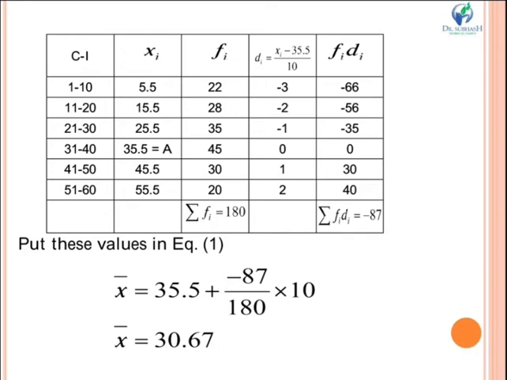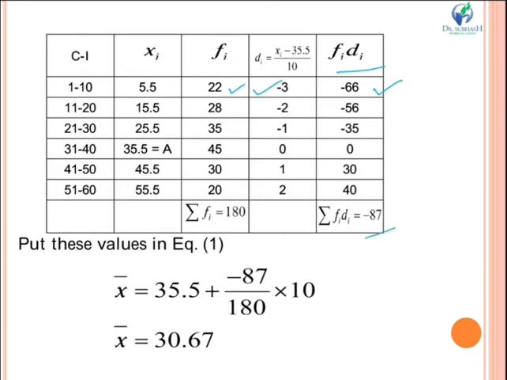The next part we need is the summation of fi di. So we will multiply fi into di. The first entry is 22 into minus 3, that is minus 66. Similarly, we will multiply all the entries of fi and di, and we will find the sum of fi into di, which is minus 87.